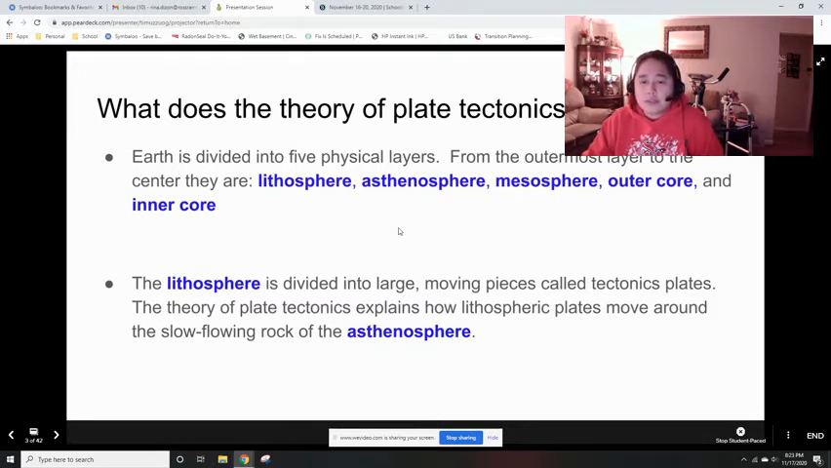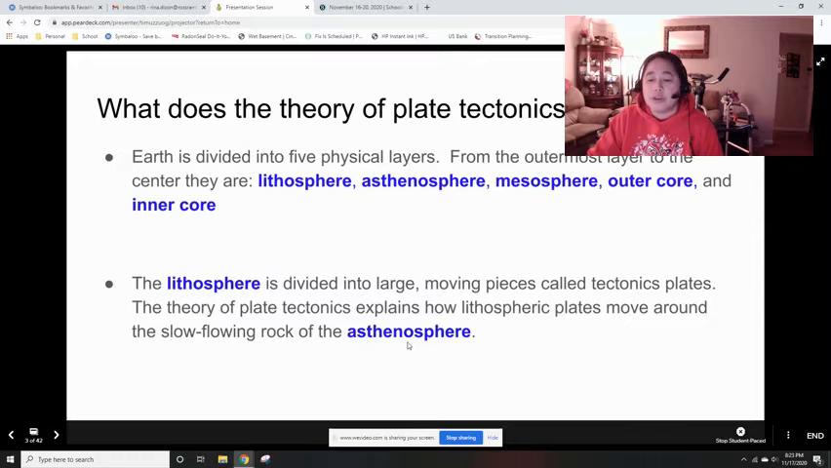So again, the Earth is divided into 5 physical layers. From the outermost layer to the center, they are the lithosphere, then the asthenosphere, the mesosphere, outer core, and then inner core. The lithosphere itself is divided into those large moving pieces called tectonic plates. And then below the lithosphere, you have something called the asthenosphere. And this is where the slow moving rock makes the lithospheric plates move around.